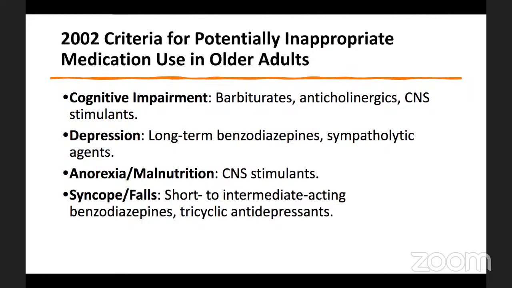The 2002 criteria, continuing with the conditions, like cognitive impairment: you have to be cautious if the patient is going to take barbiturates, anticholinergics, CNS stimulants. If the patient has depression, long-term benzodiazepines are contraindicated. Anorexia and malnutrition: also CNS stimulants. Syncope or falls: short to intermediate acting benzodiazepines and TCAs should be prescribed with caution.